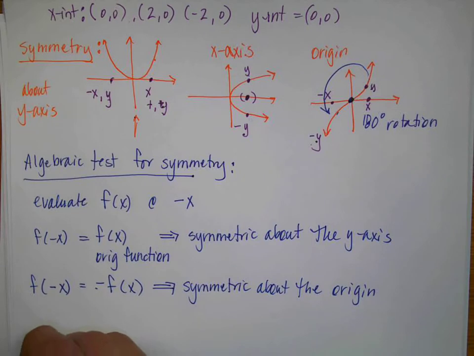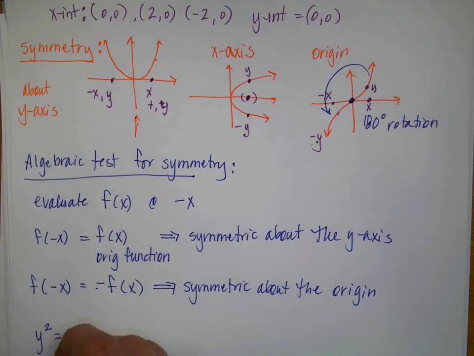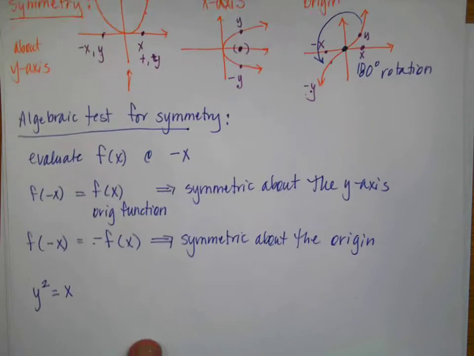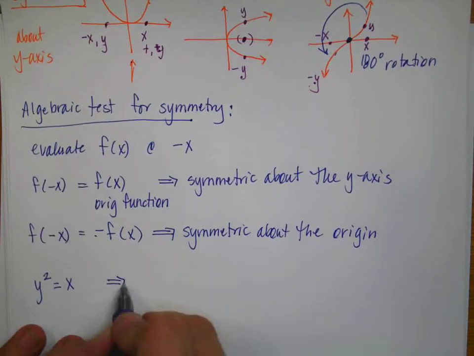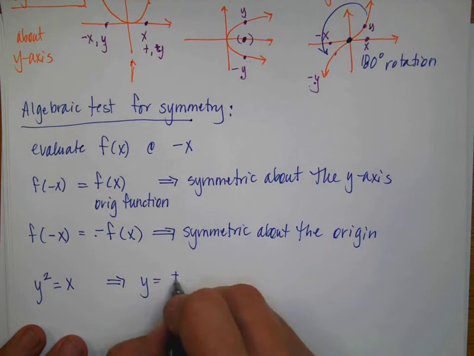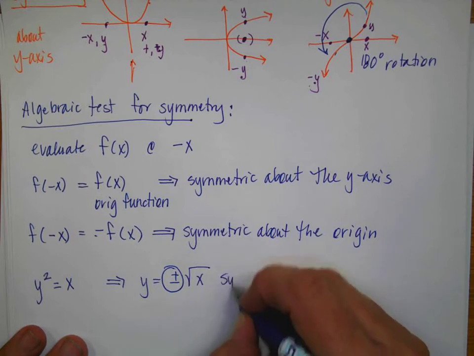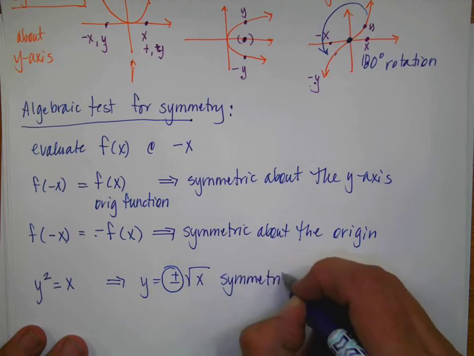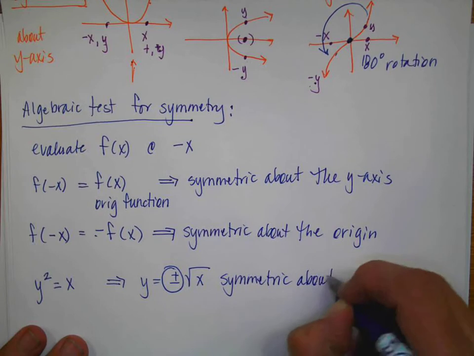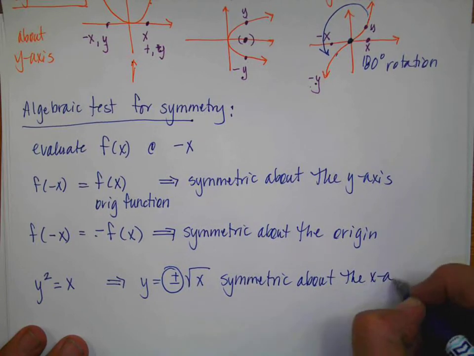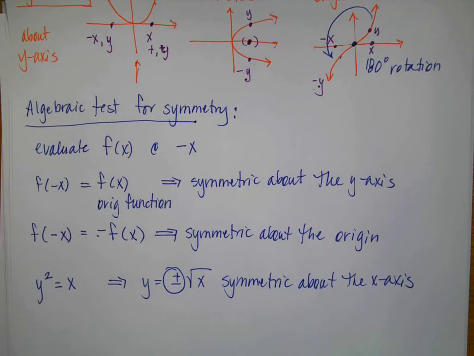And then the last one is kind of a weird situation. If I had an equation that looked like y squared is equal to x, and I wanted to solve for y, I would get y is equal to plus or minus the square root of x. This is your key that it's going to be symmetric about the x-axis. All right, so that's how you manage it algebraically. So now we're going to do some examples.